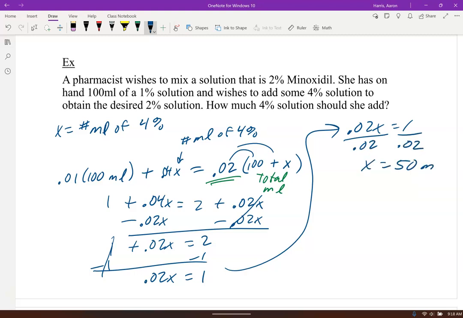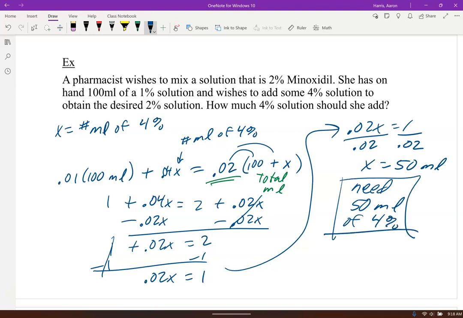So we need 50 milliliters of that stronger 4% in order to have a 2% solution at the end, right?